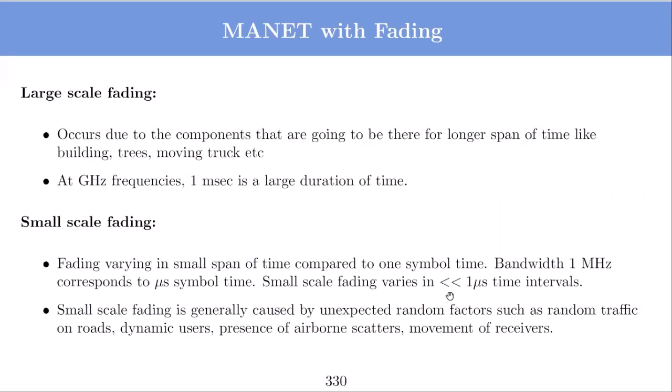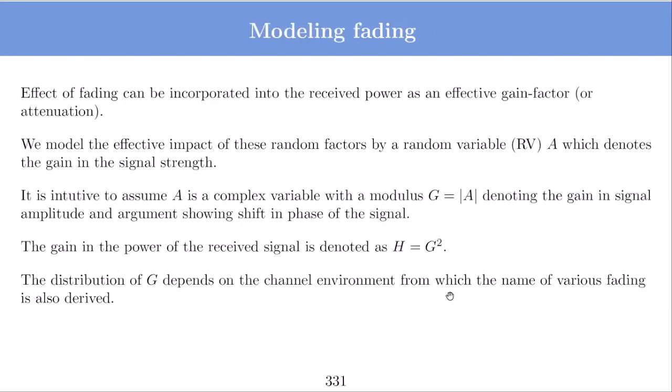Small-scale fading is generally modeled using random variables because it is caused by unexpected random factors, such as random traffic, dynamic users, and the presence of airborne scatterers. Because of that, you cannot predict small-scale fading. So we generally model it using random coefficients.